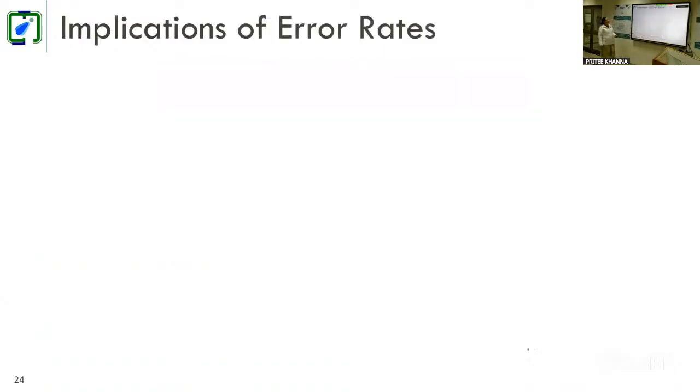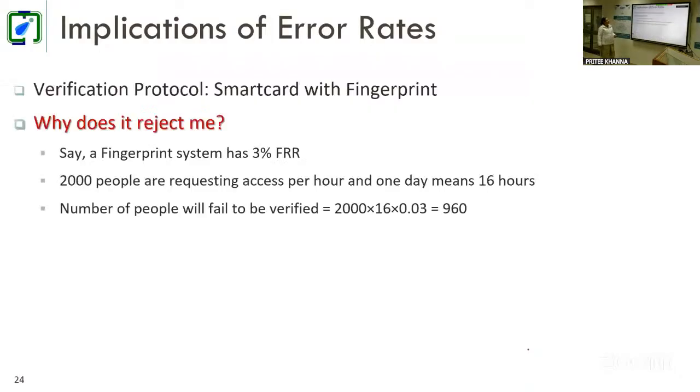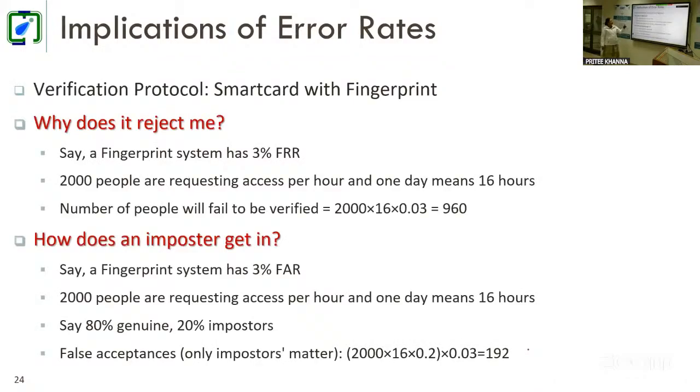Now here you can see that. So okay, there is another example. I think I have already covered. Let us say there is a smart card and fingerprint system. 3% is too much now. 3% FRR, right? And you are using it, let us say, at some facility where people are requesting access per hour, and one day means 16 hours. So you can see that these many people are going to fail.